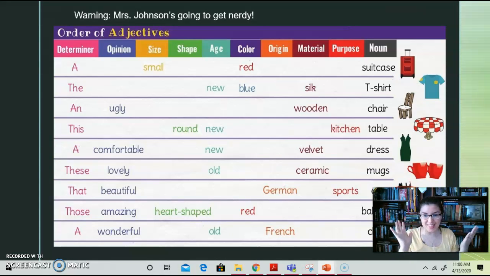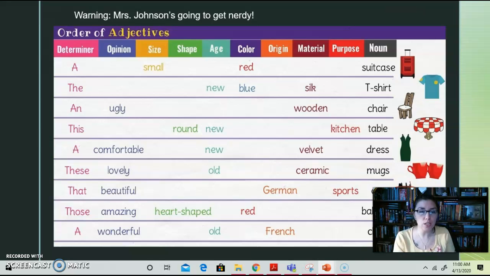So I'm going to geek out for a second here. I love this stuff. So something I want you to take a look at and kind of think about that is, in my opinion, really cool is the order of adjectives.